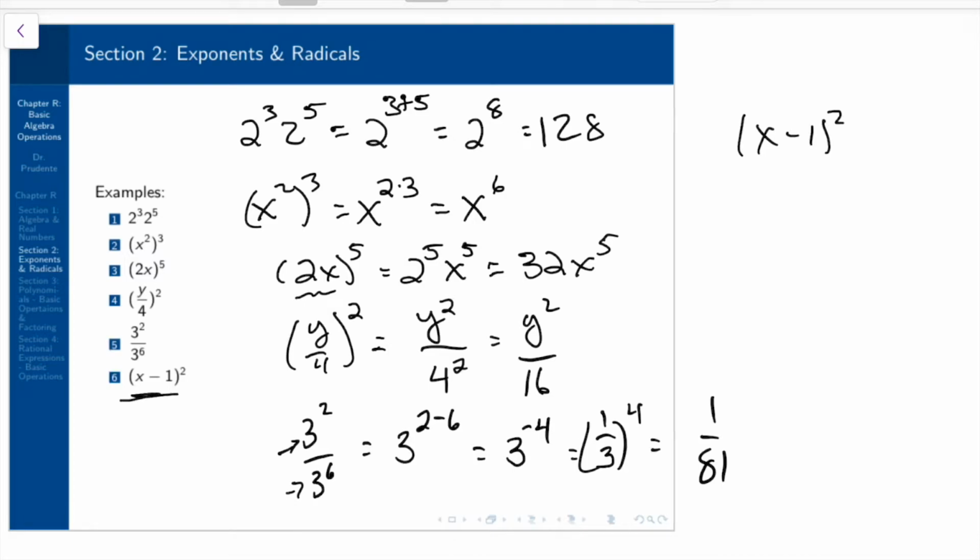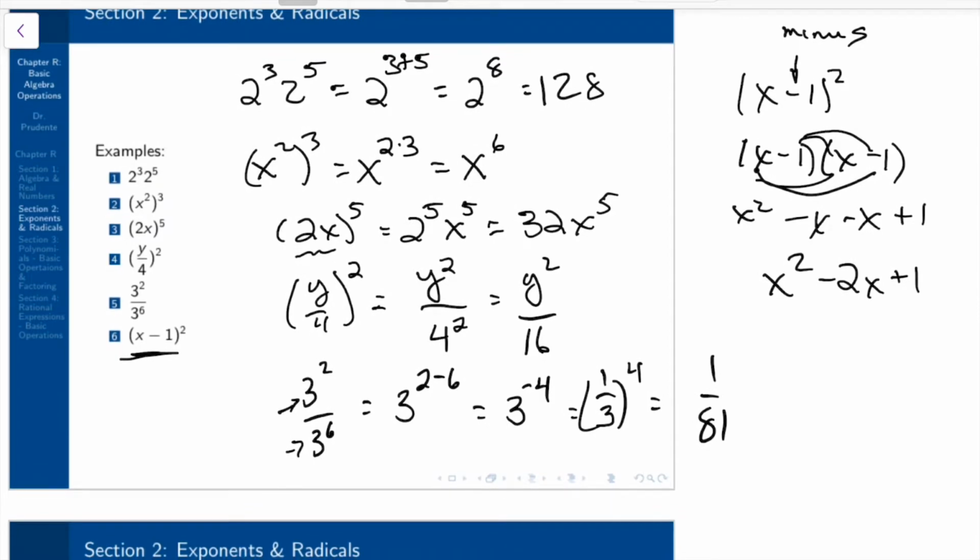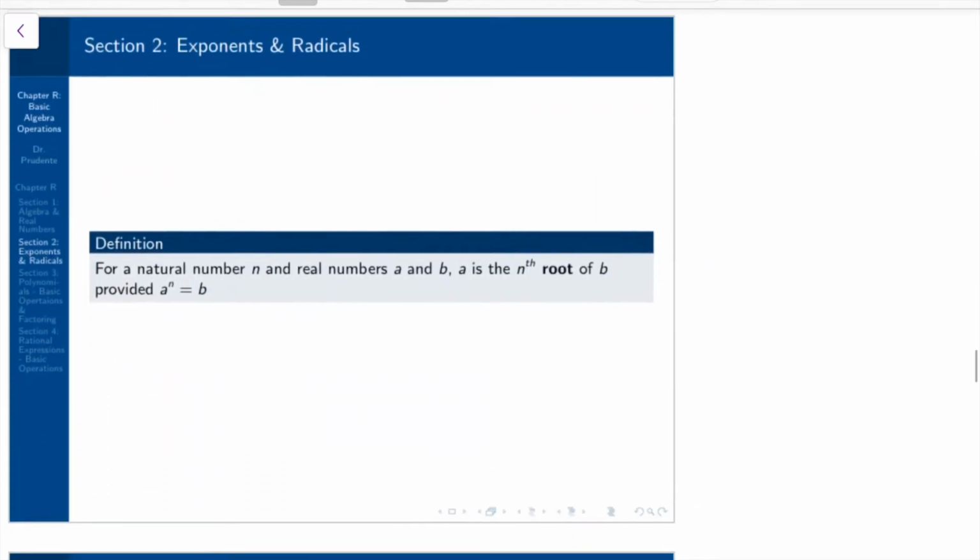And just for completion, if I look at this last example, x minus 1 squared, like I said, if I want to simplify that, I have to FOIL it, right? I can't distribute it because of this minus on the inside. So I'll have to do first, outer, inner, last. And again, we'll cover factoring later, but this just goes to show that I cannot just distribute this power.